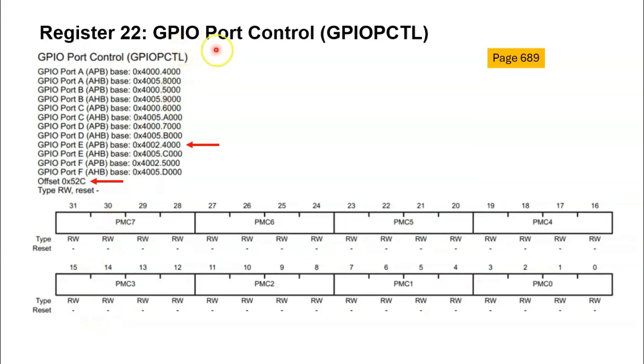And next is the GPIO port control register, and you can find this on page 689. As before, the GPIO port E APB base address is 40024000 hexa, and the offset is 52C hexa. It's a 32-bit register, and all 32 bits are utilized for this port control register.